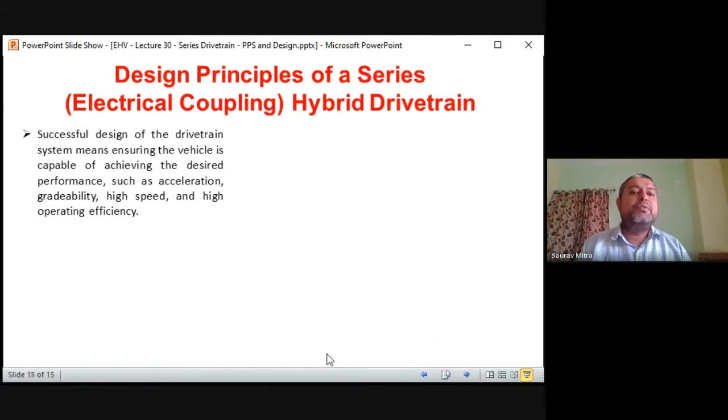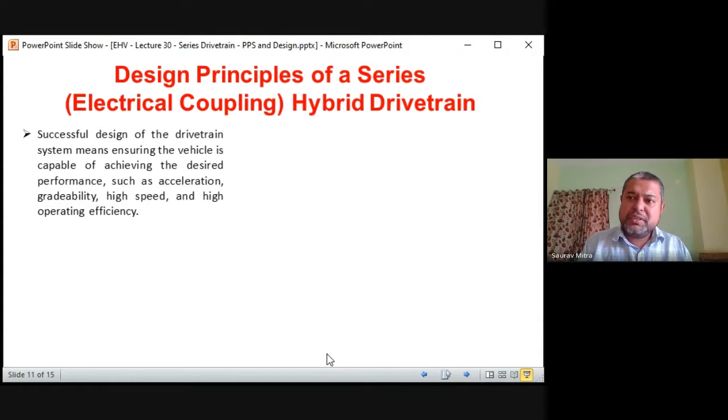Okay, now I'm going to the design part. In the design part, there are actually three designs given in your syllabus, but this is an electrical coupling topic. I guess it is not at all difficult. So we will start with electrical coupling design. Next day we will see engine design, next day we will see PPS design, and next day we will see the electrical motor design.